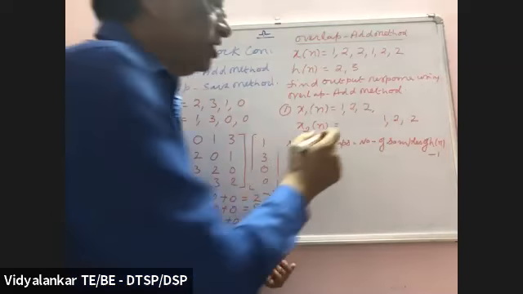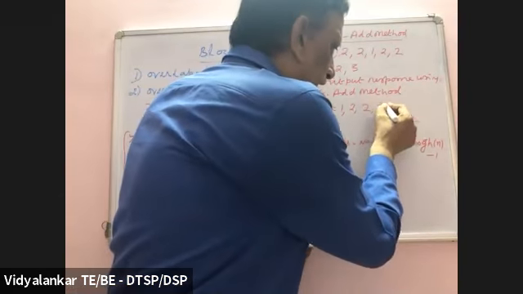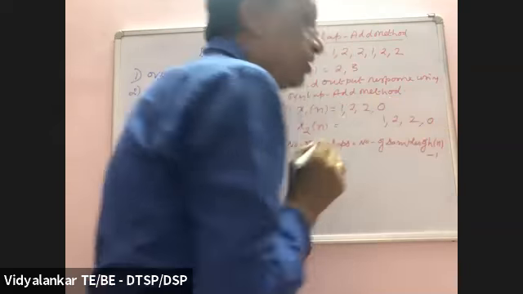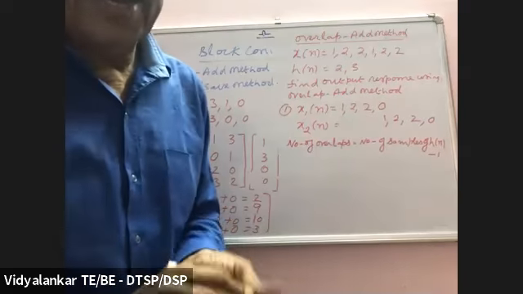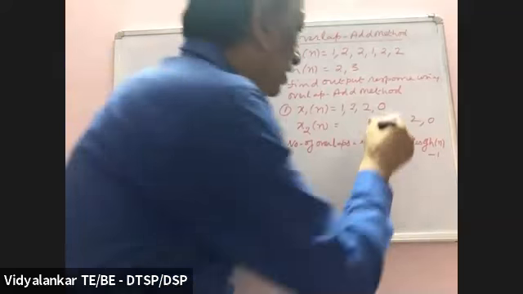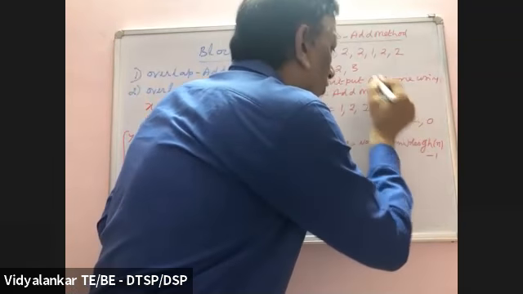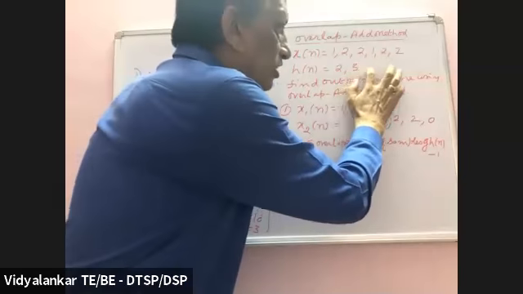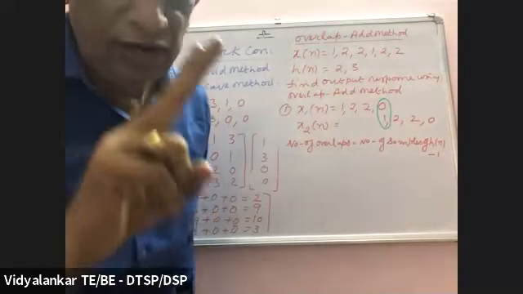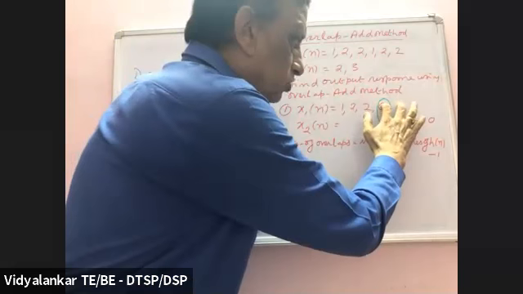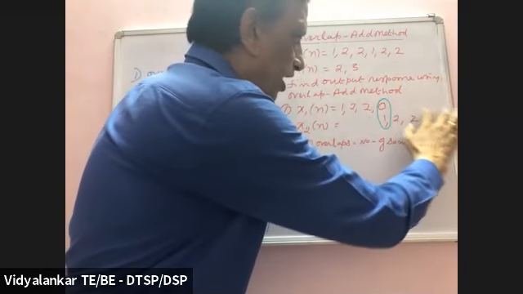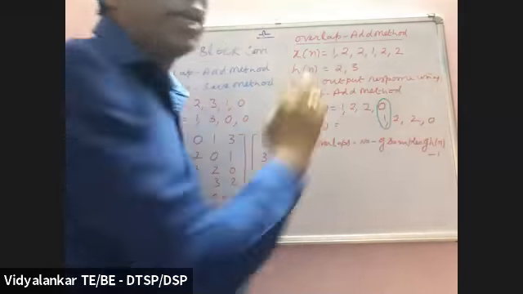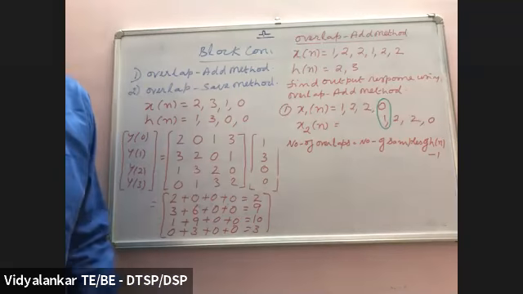What does overlap mean? 1 zero we will add here, so that between x1 and x2 there is 1 overlap. This is the overlap. For example, if you have 3 values given in h of n, then you require 2 overlaps. Then 2 zeros you will add here, 2 zeros you will add. This is 1 overlap and the second overlap is this. That is the meaning of overlap.